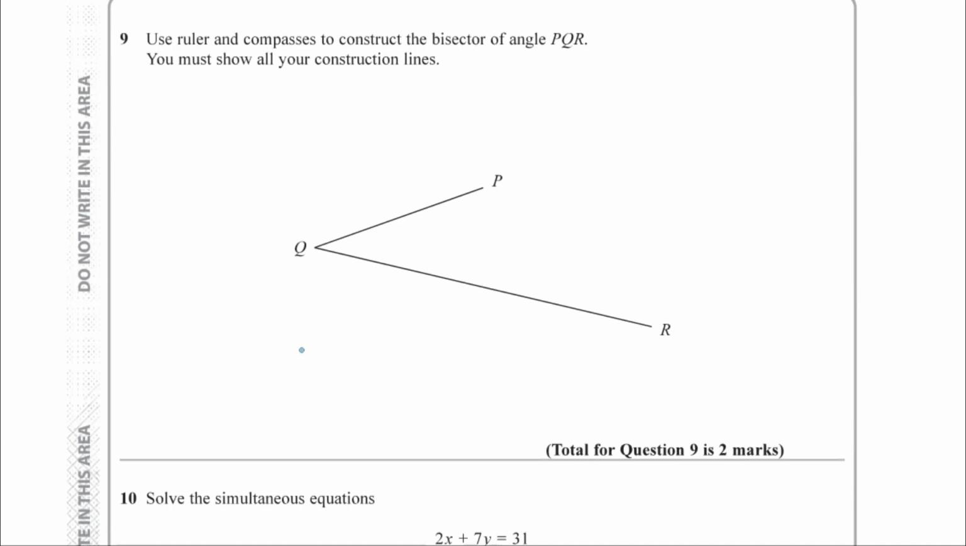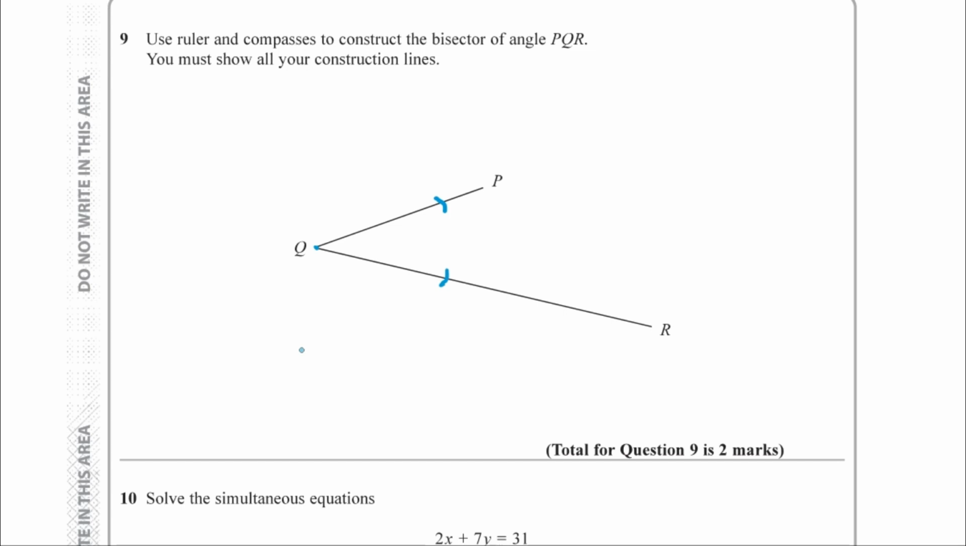In question 9, we're requested to find a bisector of the angle PQR. Now, a bisector is something which cuts the angle PQR in half, so it halves the angle. Using a compass, we can try and find a random length, and poking at Q, we should be able to make an indentation here on the line QP. And poking at Q again, we make a similar indentation on the line QR. So those two indentations are of equal length.